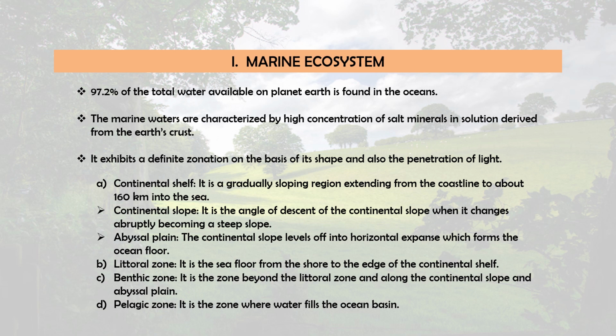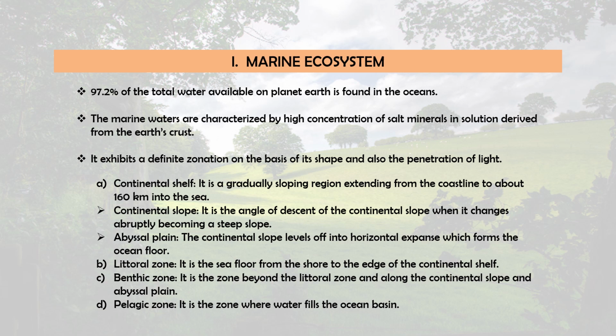The continental slope is the angle of descent of the continental shelf when it changes abruptly, becoming a steep slope. So that angle is known as the continental slope. And the abyssal plain is the horizontal surface which forms on the ocean floor due to the leveling off of the continental slope.